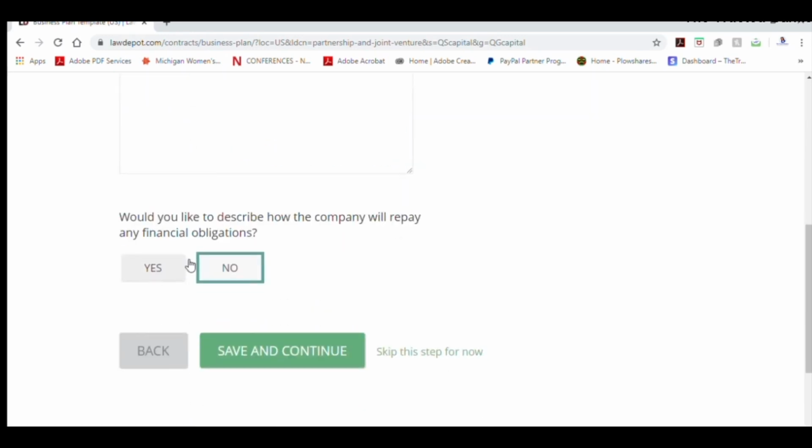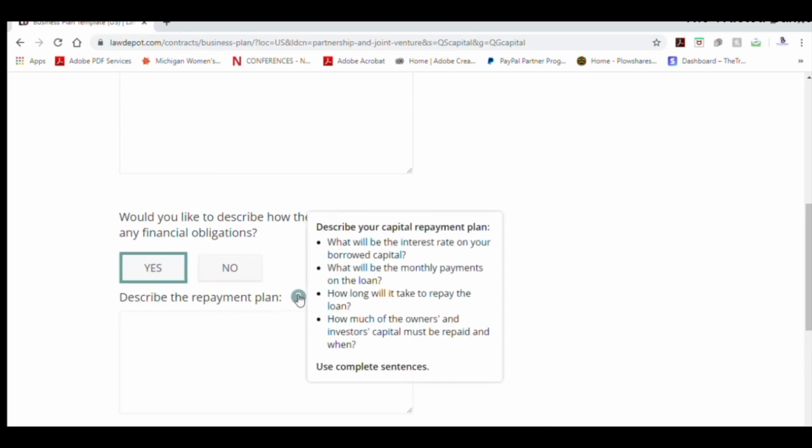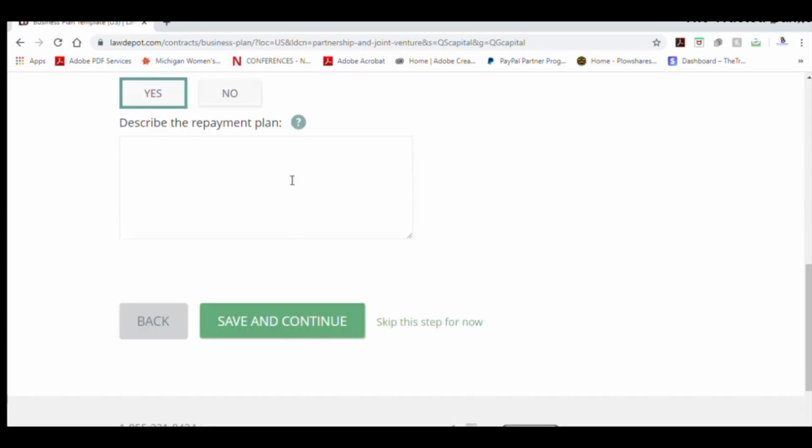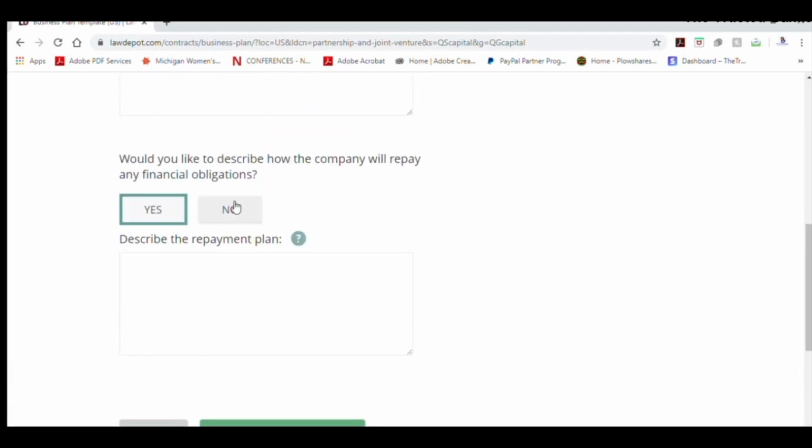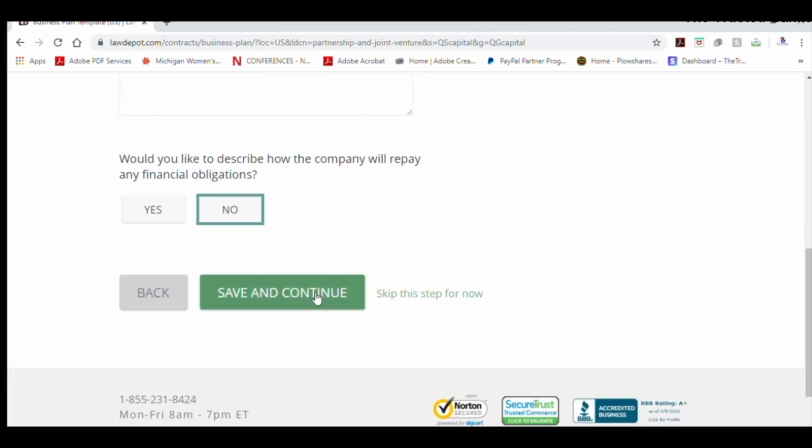Would you like to describe how the company will repay any financial obligations? Absolutely. You would like to talk about your plan for repayment, what your interest rate is on your borrowed capital, and if you have any other financial obligations, because if you have a capital stack, you definitely need to talk about the requirements and the responsibilities of that capital stack, what those obligations are, what the monthly payments are, how long it will take to repay, and how much of the owners' and investors' capital must be repaid, and when. So these are things you definitely want to discuss. If you don't have any additional financial obligations, then you can just say no and move on.